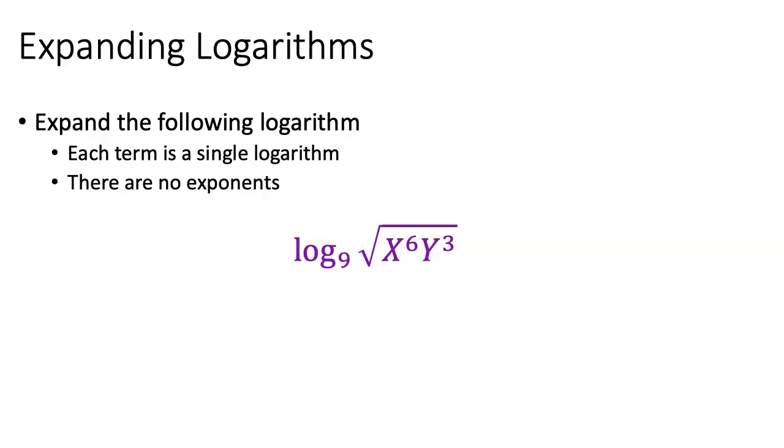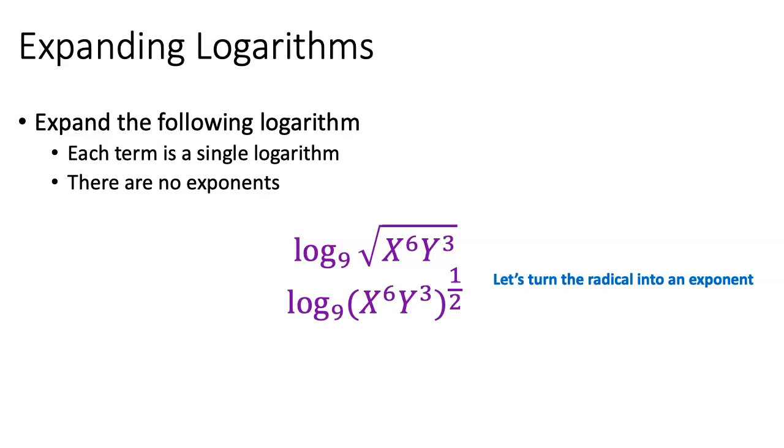Check this one out. We have log base 9 of the square root of x to the 6th y to the 3rd. Well, we don't really want to have any radicals here with these logarithms. It's better to have exponents. So let's turn this radical into an exponent. A square root is the 1/2 power.